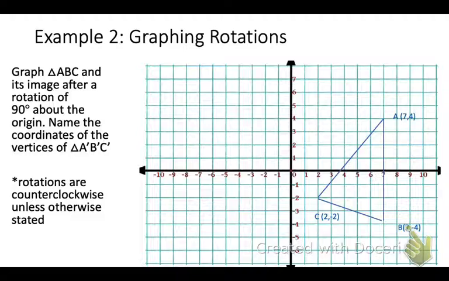Okay, so how are we going to do this? We want to go counterclockwise, so we know we want to move it to the left. So if this point is 1 away from this y-axis, it should now be 2 away from this axis. So that's where C should start. If this is 7 and 4, we're going to make it go 4 and 7.